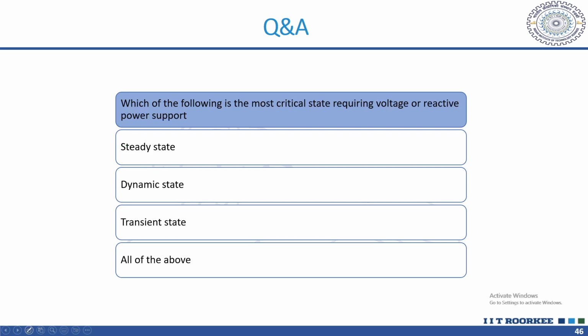Okay. So which of the following is the most critical state requiring active or reactive power support? Sorry, voltage or reactive power support. So basically in these states, we saw that the voltage was within the limits, but here the voltage limit was violated. So for that, we were dispatching all the resources at 100%, but here we are limiting to 40% since the voltage is maintained here. So if you consider that most critical state, it will be this transient state.